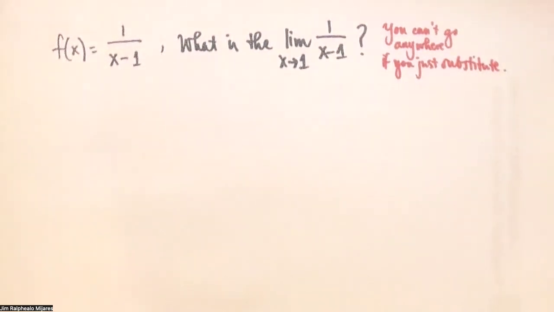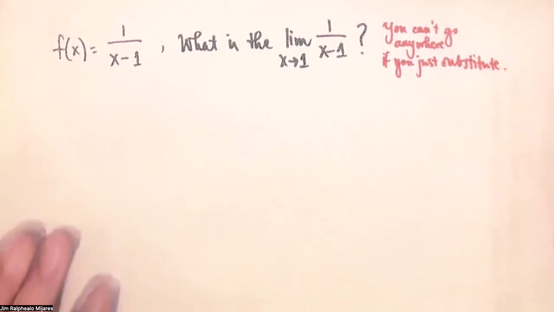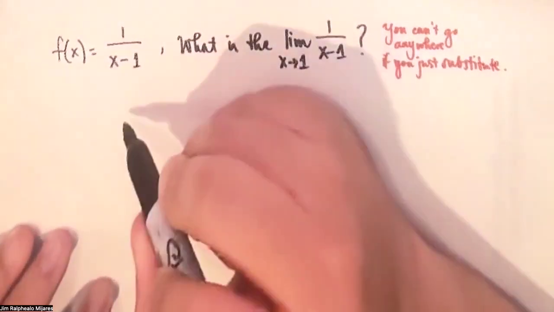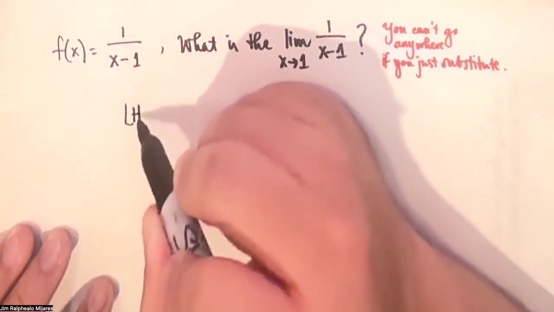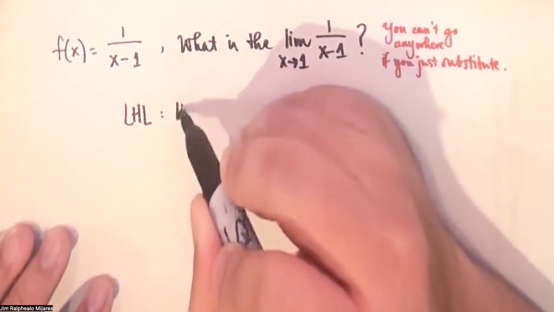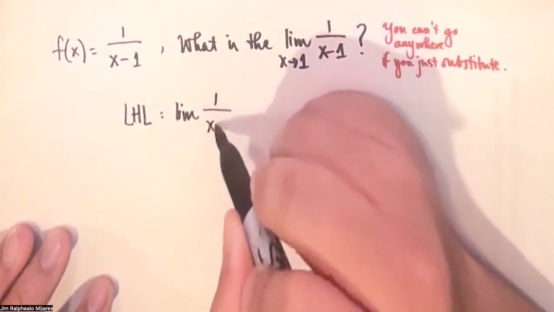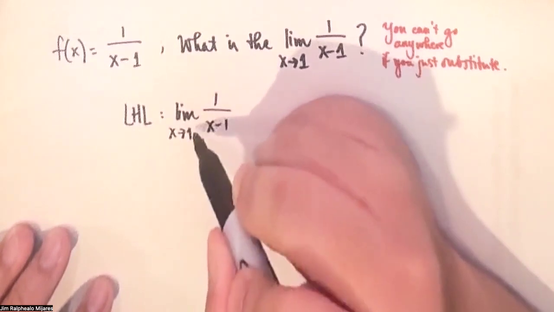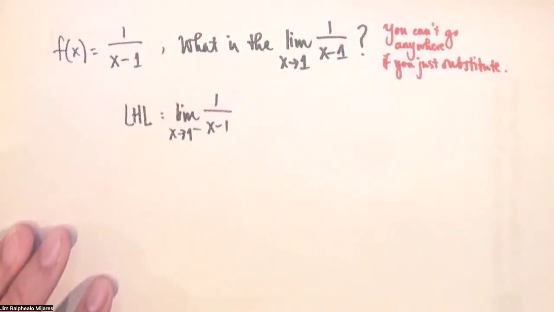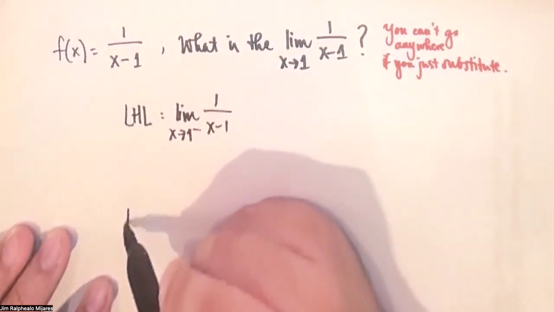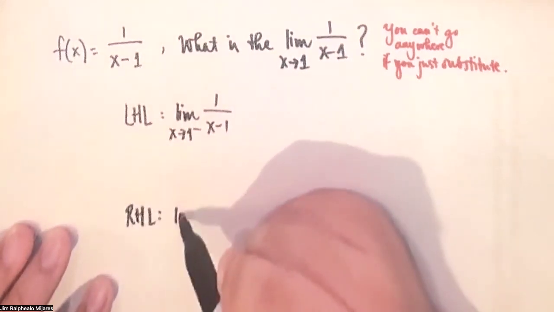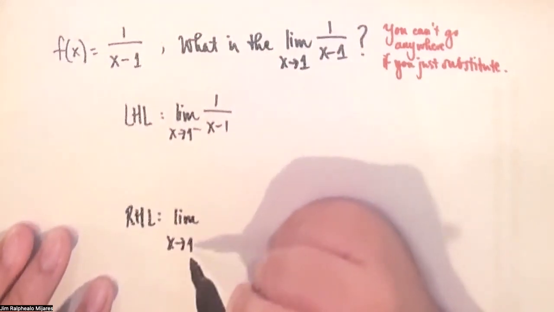Now, again, like before, we cannot directly substitute in here, and we need to be careful. We first need to find the left-hand limit, which is the limit of 1 over x minus 1 as x approaches 1 from the left. And the right-hand limit, which is the limit as x approaches 1 from the right.